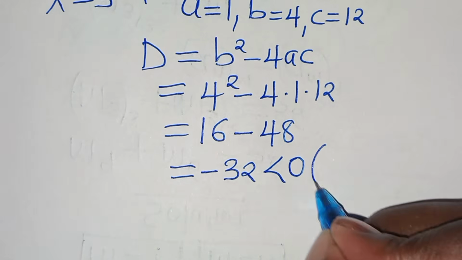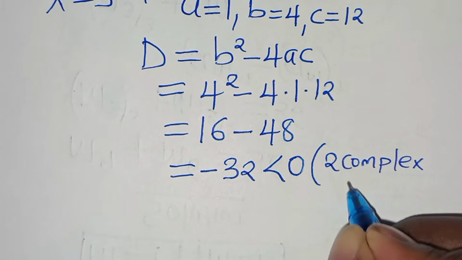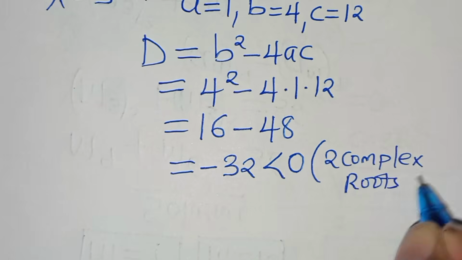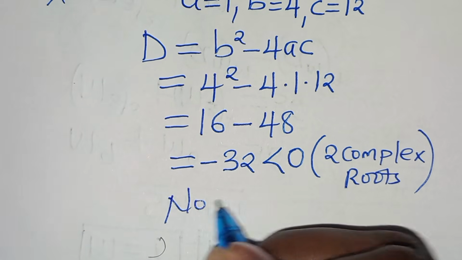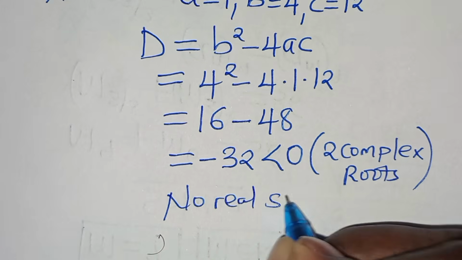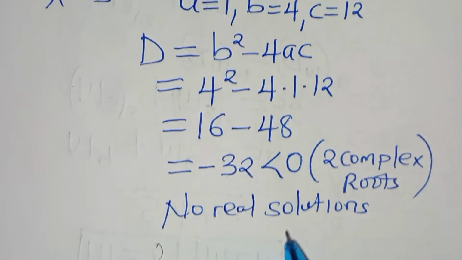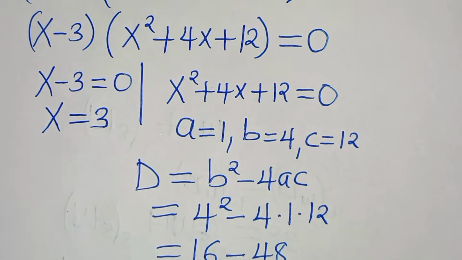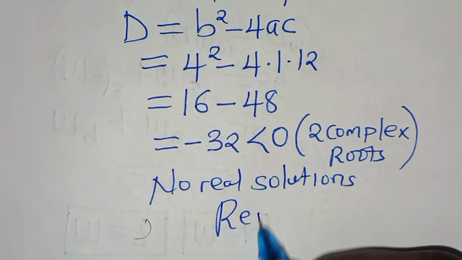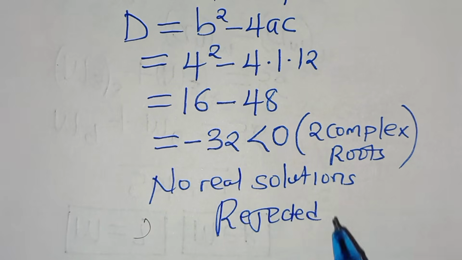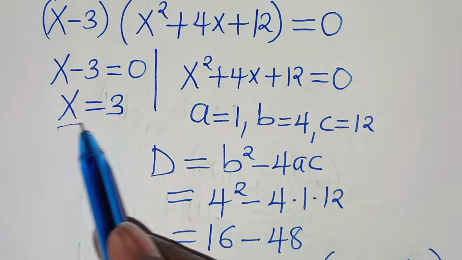Minus 32 is less than 0. What this implies is that we have two complex roots. And therefore, from this quadratic equation, there is no real solution that can be obtained. So this means that the quadratic equation is rejected. So we have x is equal to 3.